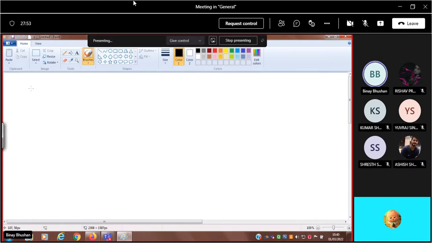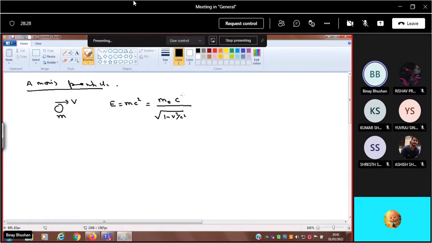Suppose we have a moving particle. A particle is moving with a certain velocity, say v, and the moving mass is m. Then the energy of this particle is given by mc square, so this is equal to m is equal to m naught by root of 1 minus v square by c square, times c square.